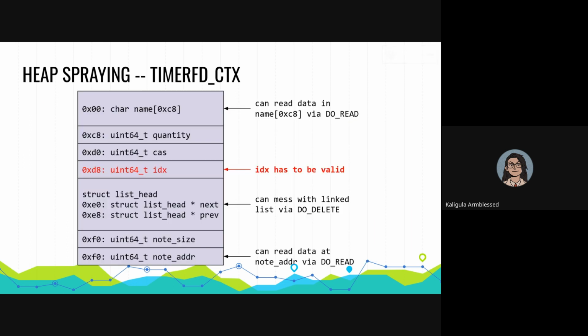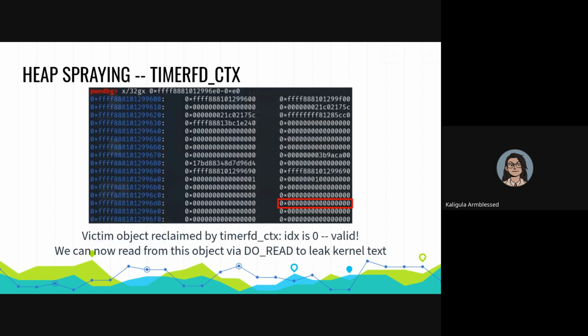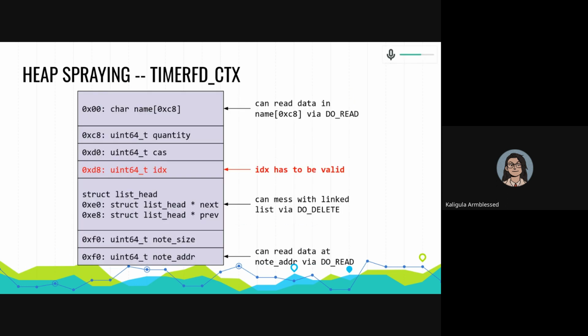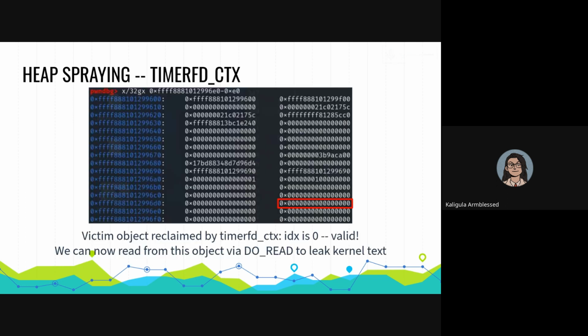Remember that I said when we do a doRead, the index value has to be valid. That is because when we choose which chemical object to operate on, we will walk the linked list to compare the IDX value until we have the same one. This is really good because in timerfd_ctx, the area with the index value in the original chemical structure is 0. So we can treat this as the timerfd_ctx having an IDX that is 0, which will give us a valid object.